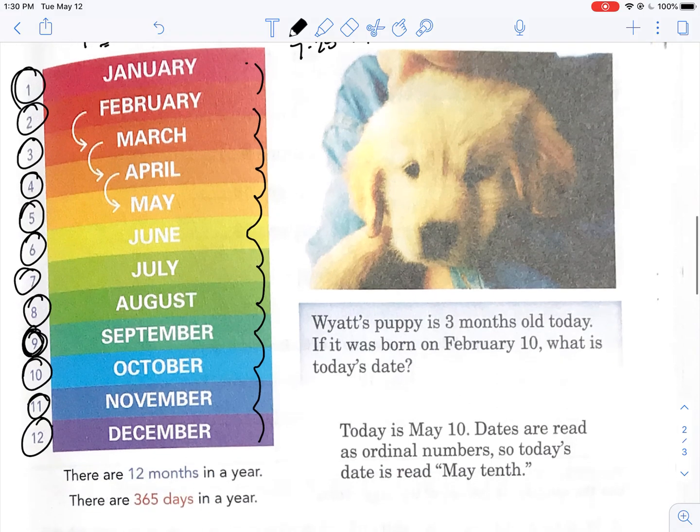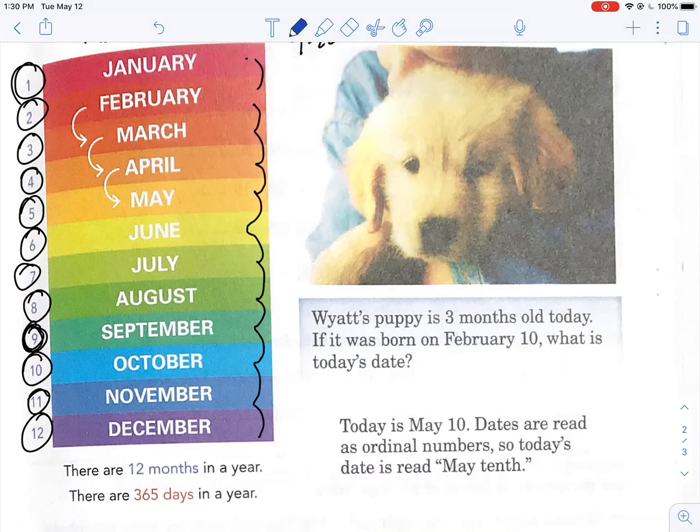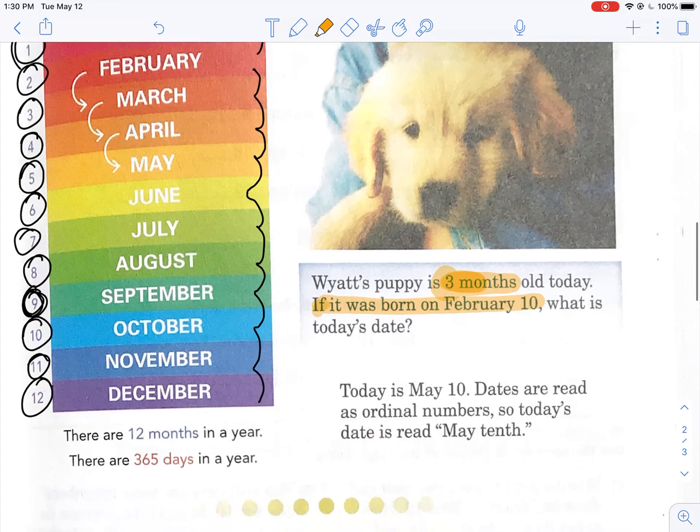Now let's look at this cute pup and see what it says. Wyatt's pup is 3 months old today. If he was born on February 10th, what is today's date? Okay, so Wyatt's pup is 3 months old. So you're supposed to go back 3 months. Let's see what it tells us to do. So if it was born on February 10th, what is today?